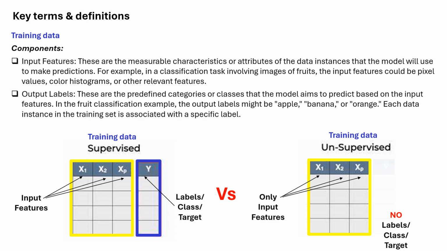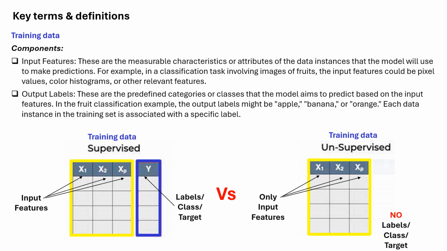Second is output labels. They are the predefined categories or classes that the model aims to predict based on the input features. Continuing with the fruit classification example, output labels might represent categories such as apple, banana, or orange. Each data instance within the training set is paired with a specific output label, indicating the correct classification or category. By having a clear understanding of both input features and output labels, we equip the machine model to learn and generalize patterns effectively, facilitating accurate predictions for new, unseen data instances.